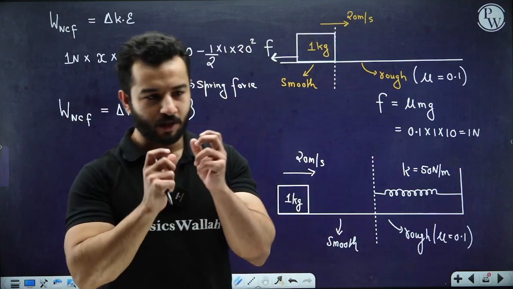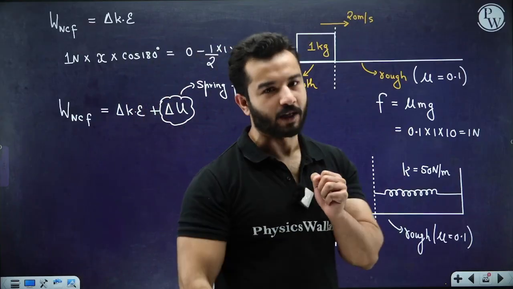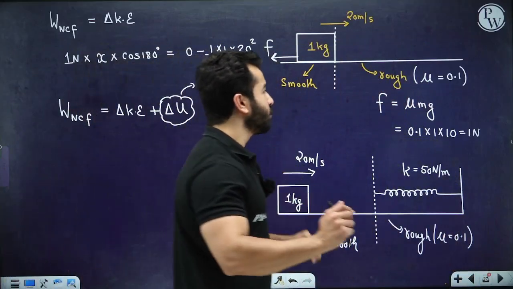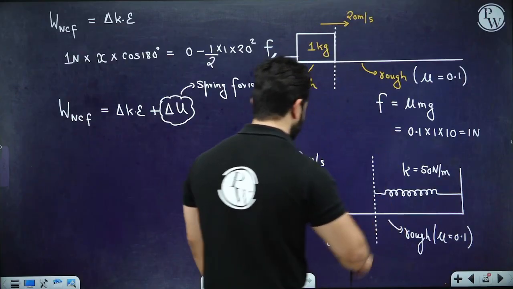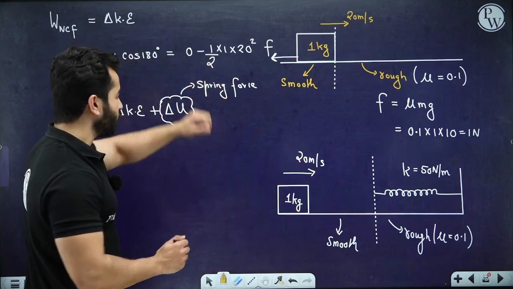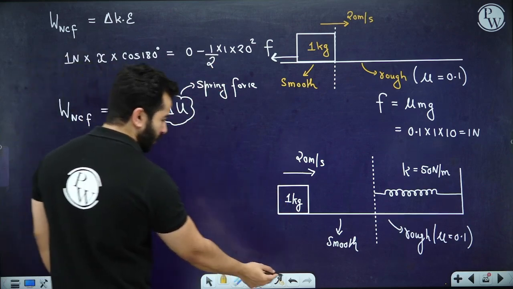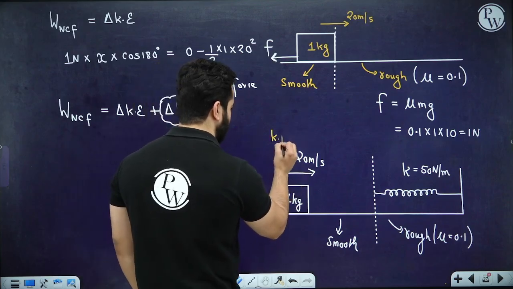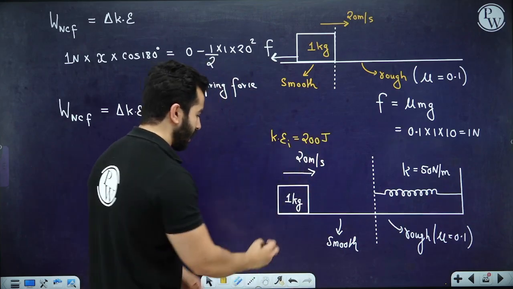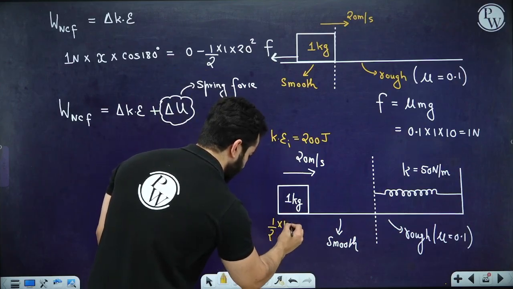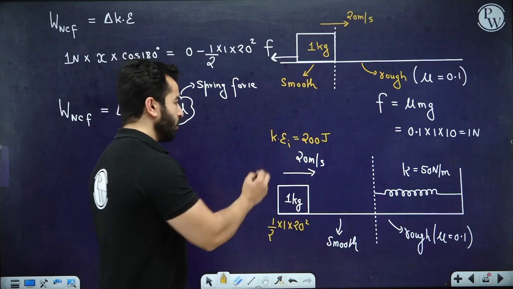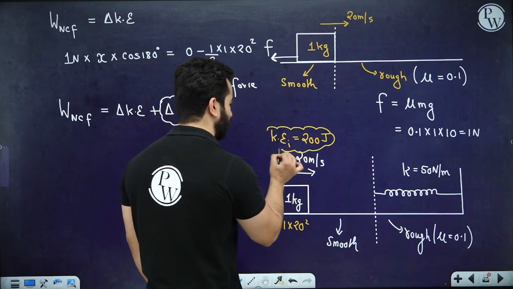My trick is, let's suppose that you have got a pocket money. This is the trick that I was talking about. You have got a pocket money of 200 rupees. Why 200 rupees? Because here the initial kinetic energy at this point is 200 joules. Half m v square, square of 20 is 400, 400 divided by 2 is 200. So let's suppose you have got a pocket money of 200 rupees.